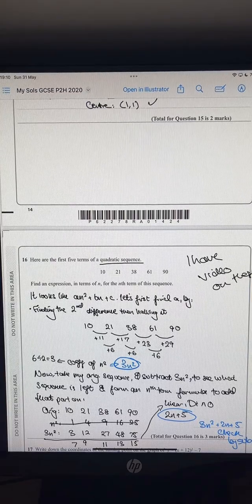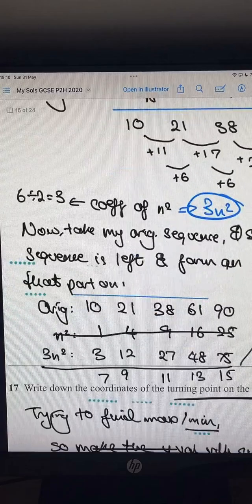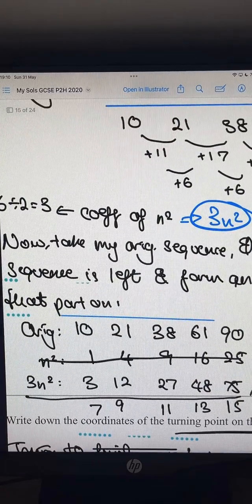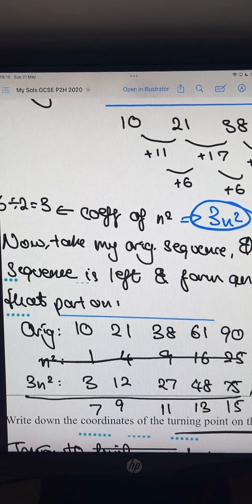Then you take your original sequence, 10, 21, 38, 61, subtract the new sequence of the 3n squared that we've just found, and find the new sequence from the differences. So the differences is this thing down here, 7, 9, 11, 13, 15. And we can see that that is just a linear sequence. We're expecting to get a linear sequence in this part because we overall have a quadratic sequence. So it will give you a linear sequence. If you don't get a linear sequence here, you have done something wrong.